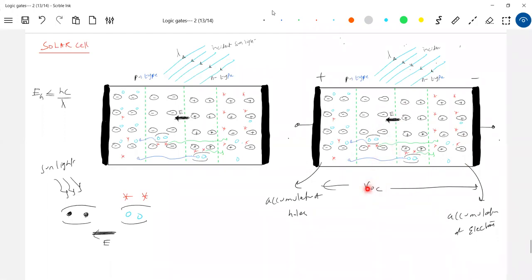Within 5 minutes, what happens? We get a constant potential difference. That is called the open circuited voltage. Open circuited voltage, this one. And no further drifting will occur. No further accumulation of charges will occur. Why that will happen is because of the field produced by this.